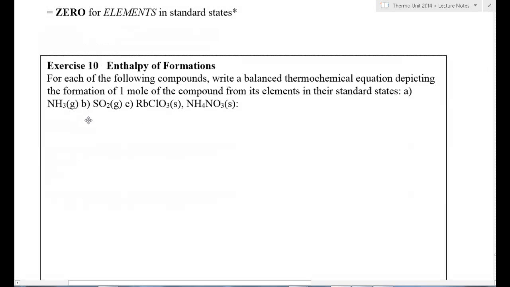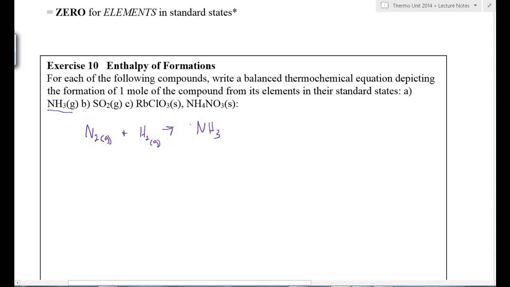Exercise 10 says, for each of the following compounds, write a balanced thermochemical equation depicting the formation of 1 mole of the compound from its elements in their standard states. Let's start off with the first one, ammonia. In order to make ammonia, we have to form it from its elements. So it's going to form from nitrogen, in its standard state a gas, and hydrogen, also a gas. As elements, they're diatomic, right?